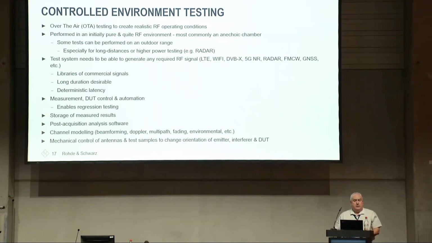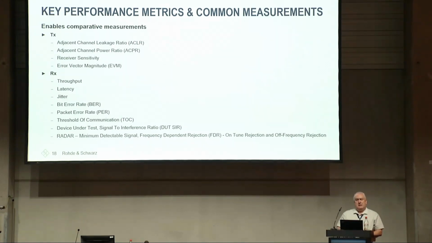And then finally, you might want to have mechanical control of antennas and test samples, so move them around in relation to each other to see what the effects of directionality are on the interference. So it's a pretty complex test setup. And there are a number of different metrics that would typically be used.